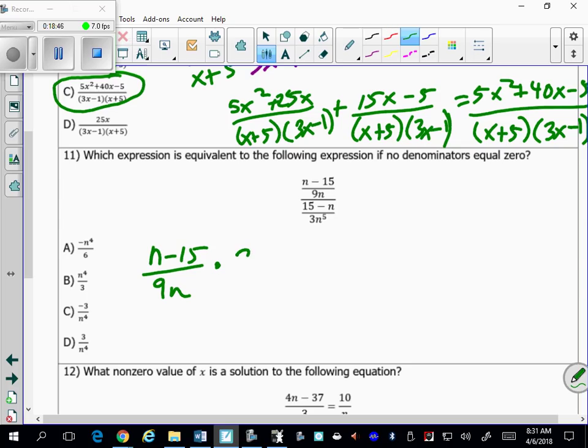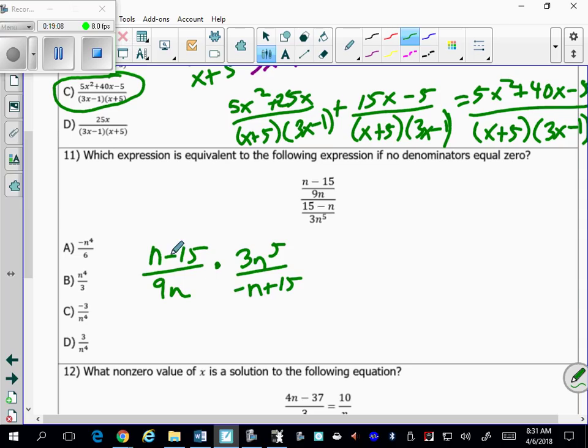I also see this 15 minus n is written backwards. I'd like to have the n first. So it's a subtract n, so it's minus n, and it's a positive 15, so plus 15. The reason I'm going to do that is because this has n minus 15 up here, so n is first, and I want to be able to compare them. They're both binomials, and I want to see if they're the same, which now I can see they're not.